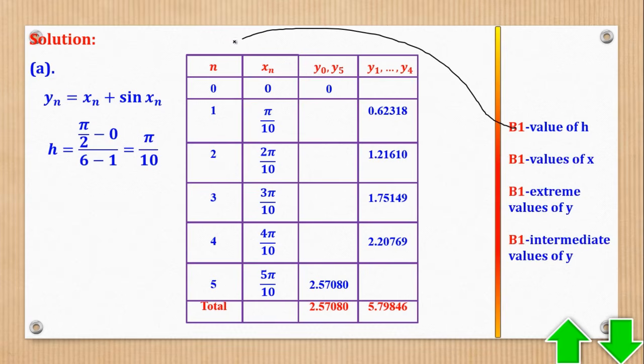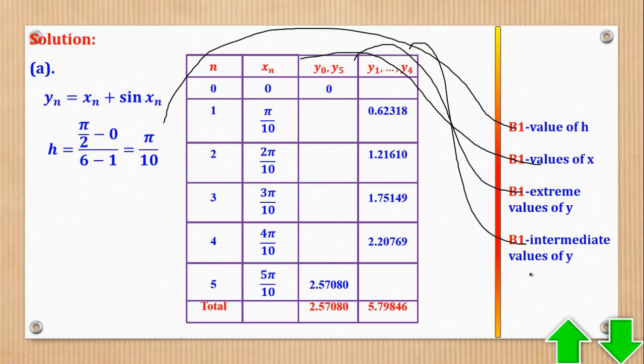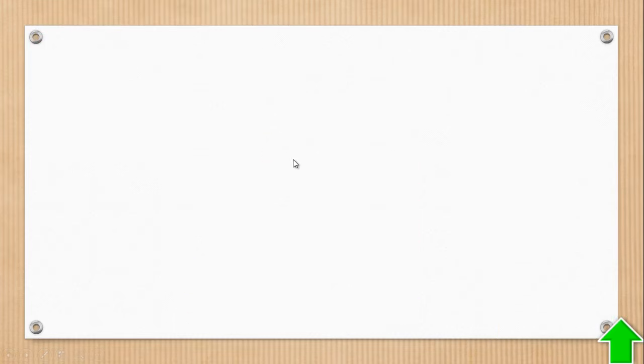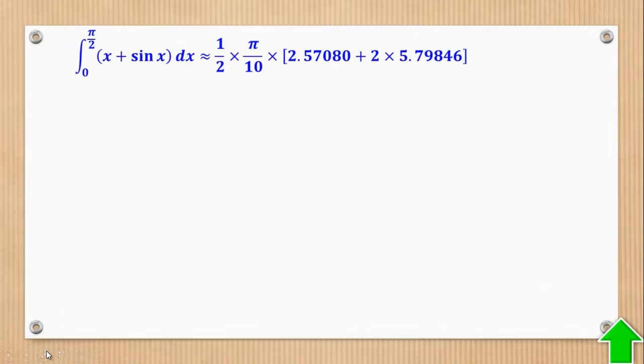B1 for the value of h, B1 for generating values of x, B1 for generating extreme values of y, B1 for generating intermediate values of y. But remember, they want the approximate area, so we shall come here and substitute our values. Like I said, there's no need to code the formula. Substitute and then come up with our answer.